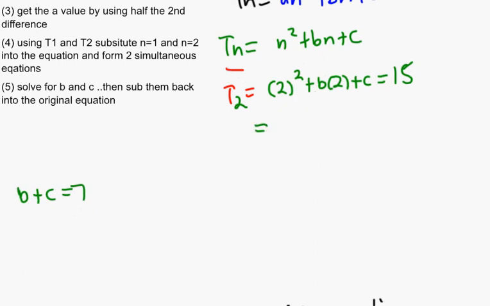That's going to become the number 4. And when the number 4 makes it over to your side, it becomes a minus 4. 2b plus c equals 11. Okay? 2b plus c equals 11. Bring the two of them down. What stage are we at now? We're just after forming the two simultaneous equations. So we've completed step 4. What about step 5? Solve them. Any idea how to solve them?